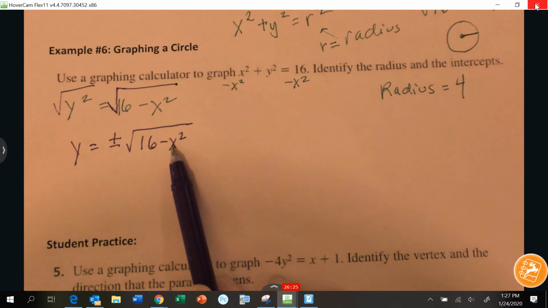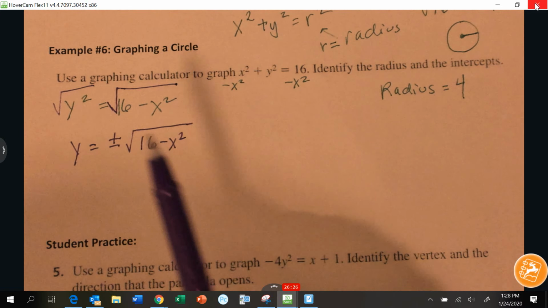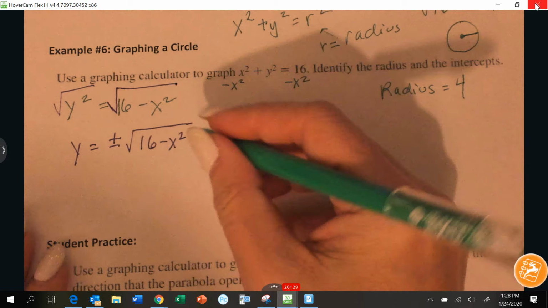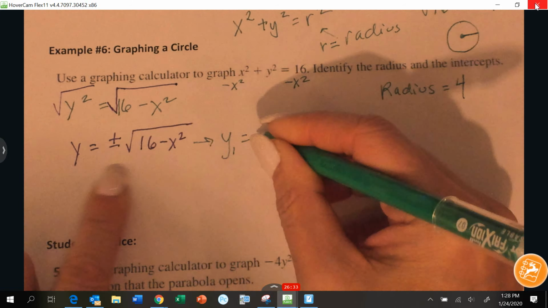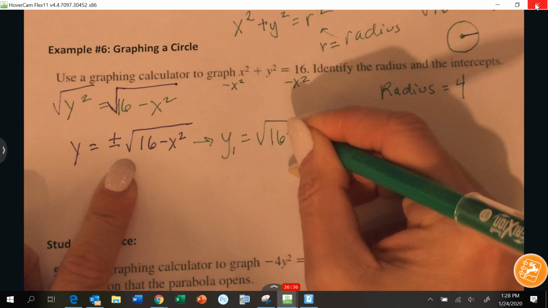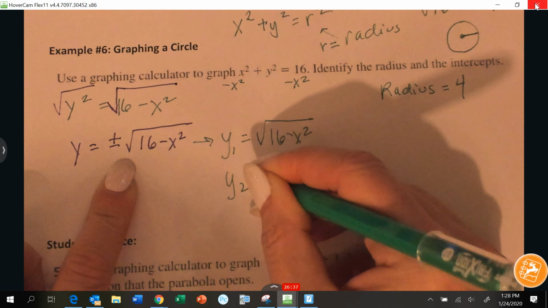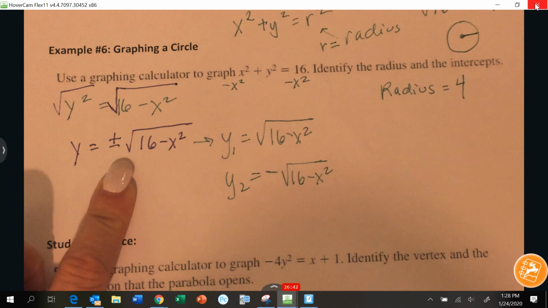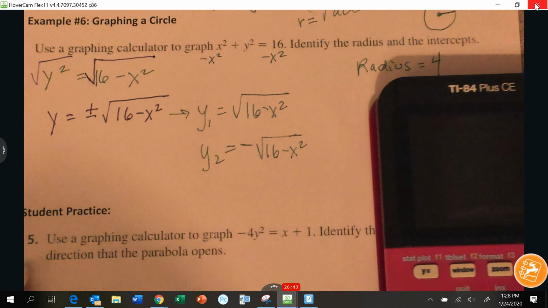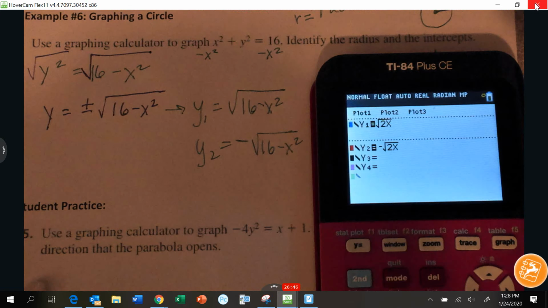This is what we're going to type in our calculator. So now I'm just going to make y1 positive square root 16 minus x squared, and y2 will be negative square root 16 minus x squared.